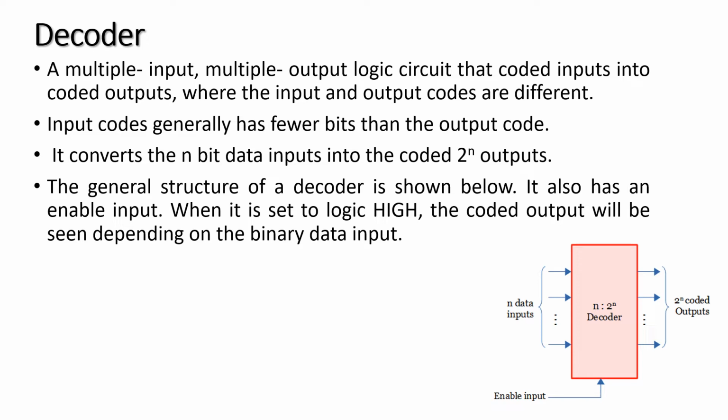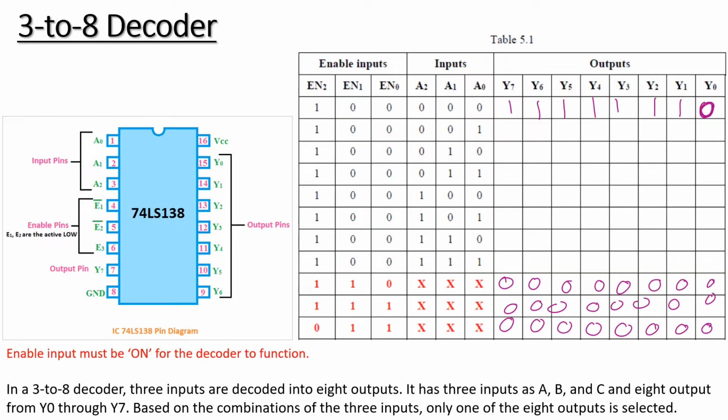This is an example of the general structure of a decoder as shown in the figure, with the enable input. When the enable is set to logic high or 1, the coded output will be seen depending on the binary data input. Alright, this is an example of a 3 to 8 decoder.